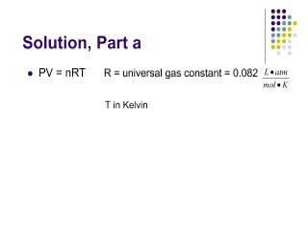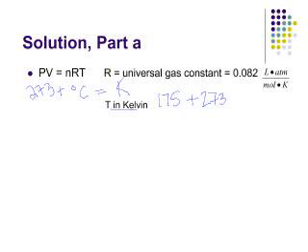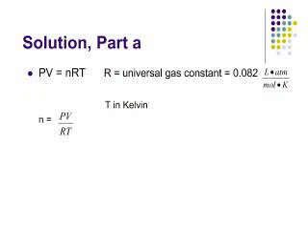The other thing is that our temperature needs to be in Kelvin. If we are given our temperature in Celsius, we have to add 273 to that to get to Kelvin. So when we go ahead and do that, we were given a temperature of 175. 175 plus 273 comes out to a temperature of 448 Kelvin, which we have to use in the equation. Have to be in Kelvin.